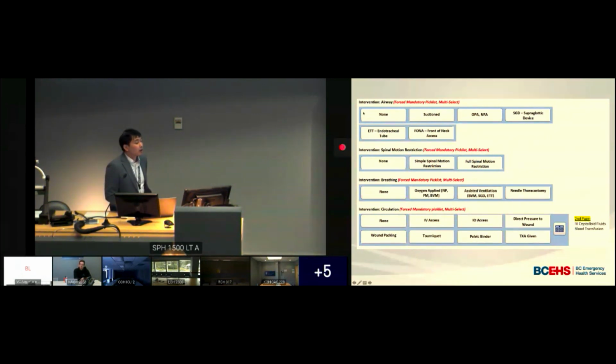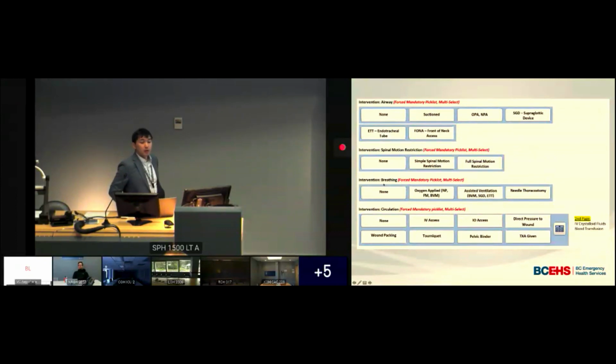So in airway, either no airway intervention was required or some sort of intervention was required. So suction, you had to place an OPA or an NPA. You had to put in a supraglottic device, like an iGel or a King tube. You had to intubate the patient, or you actually had to perform a surgical airway. So that would be something that you would click off, and you'd either select none or any or all of the above. You would select either the patient required spinal motion restriction or not. And if they did, whether it's simple or full.